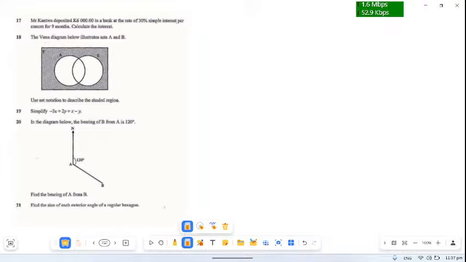The Venn diagram below illustrates sets A and B. Okay, so those are sets A and B. So use set notation to describe the shaded region. Okay, so how do you describe the shaded region?